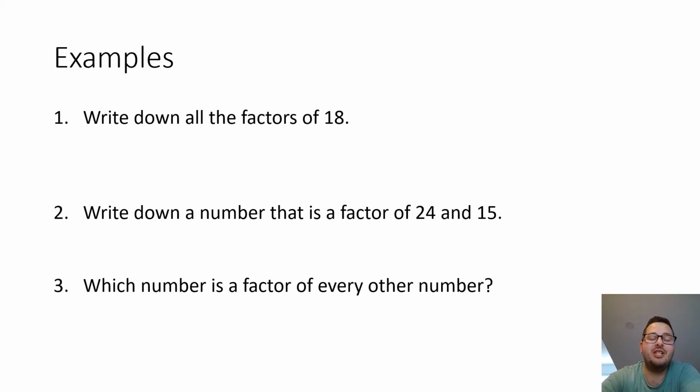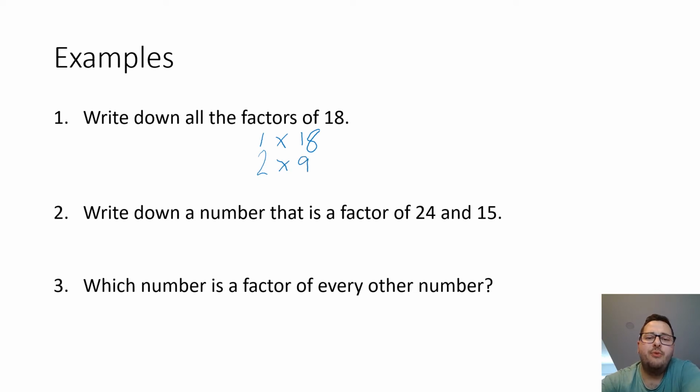Okay, so the first question says write down all the factors of 18. Now, you can just kind of guess what numbers times together, but I tend to do a bit more of a systematic way, so I always start with 1, because that's always going to be a factor. So 1 times 18. And then, because I started at 1, I'll think about 2. Does 2 go into 18? Definitely does. It's 2 times 9.